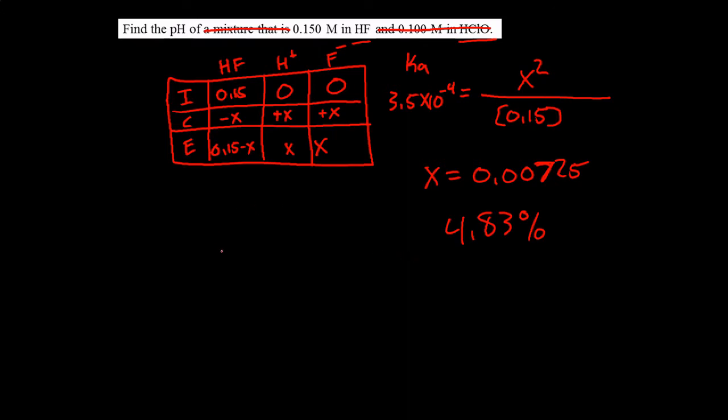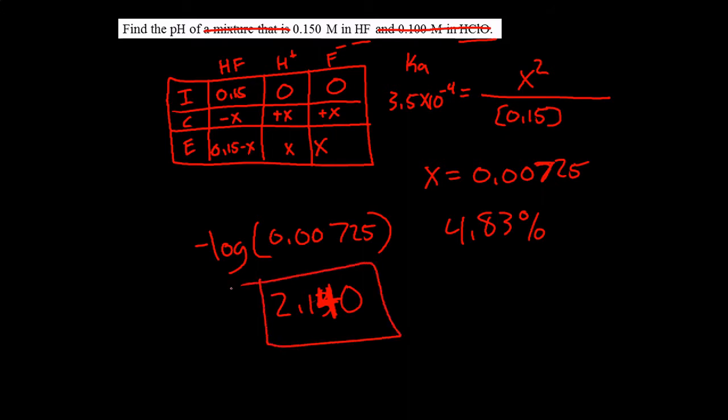And so if we stick with that, the pH would then be just the negative log base 10 of 0.00725. And that is 2.1, well, actually, 2.14, well, I guess I could have had 2.140, yeah, proper sig figs. That would be the pH.